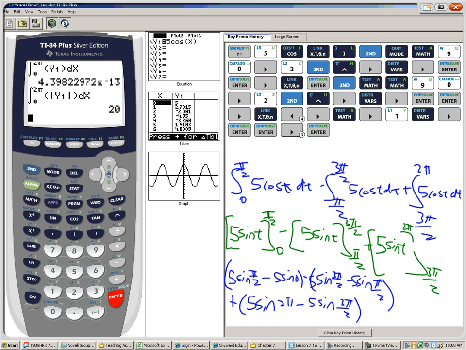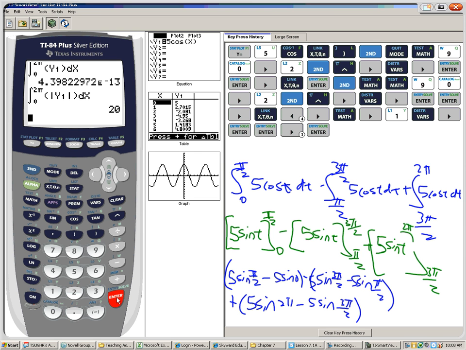Okay? And I know this is terrible. This is probably the reason why I don't record too many lessons, because it's hard to fit everything on the screen. So here it is on the side. 5 times the sine of pi over 2. Let me do that again.